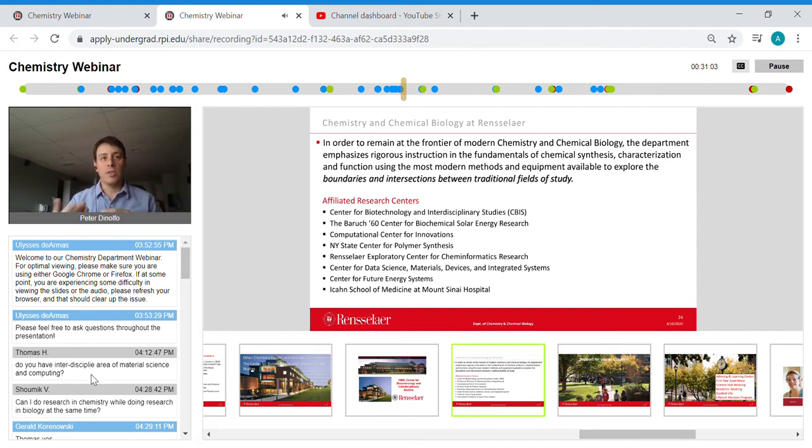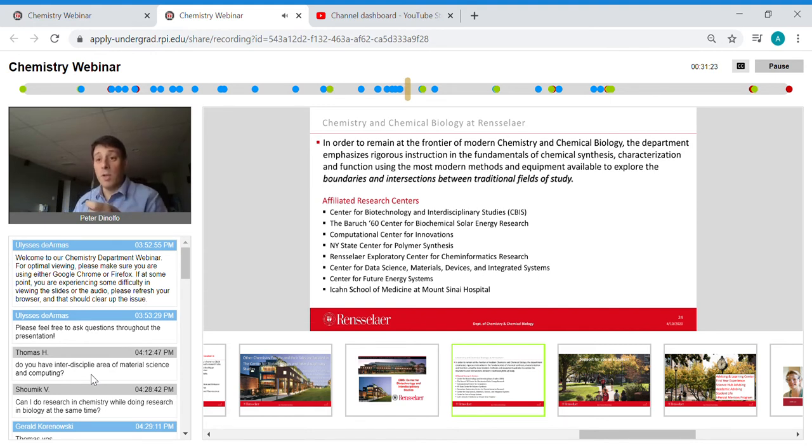And so obviously the big one is the Center for Biotechnology and Interdisciplinary Study. We also are involved in the Brooke Center for Biochemical Solar Energy Research. This is trying to understand how nature is able to convert sunlight into renewable energies and fuels and try to mimic that. We're also heavily involved in the Computational Center for Innovations.